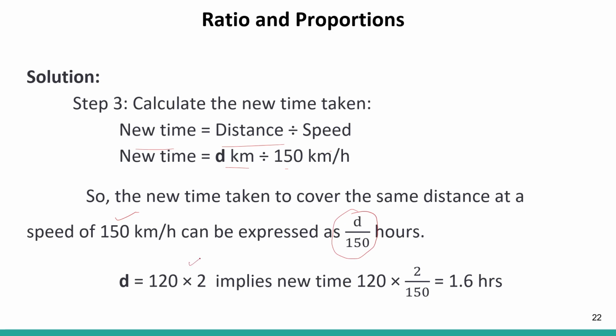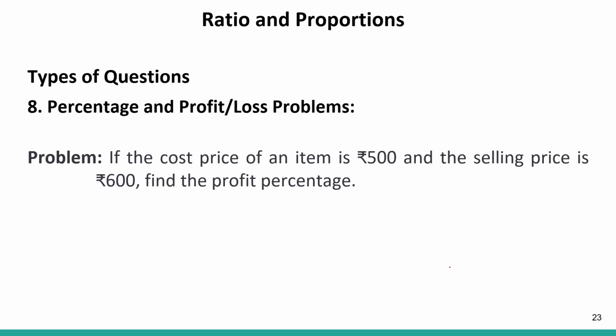Okay, so d is equal to 120 into 2, which implies new time is 120 into 2 by 150, that is 1.6 hours. Okay, so 1.6 hours is the correct answer.